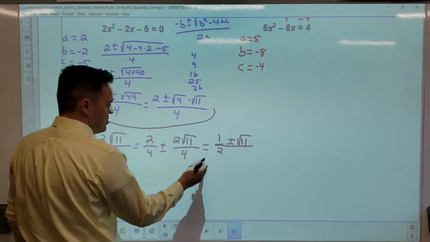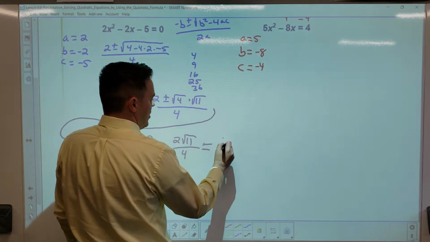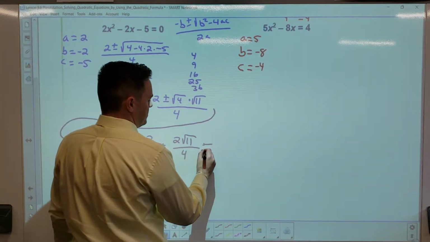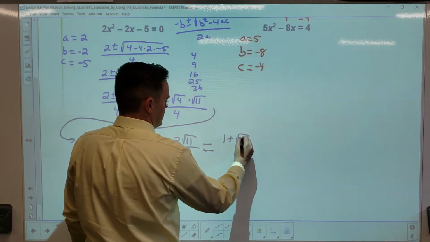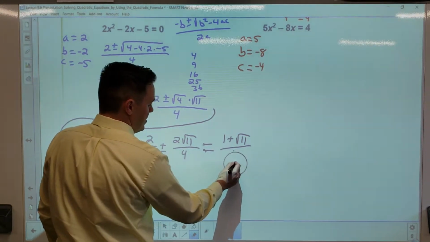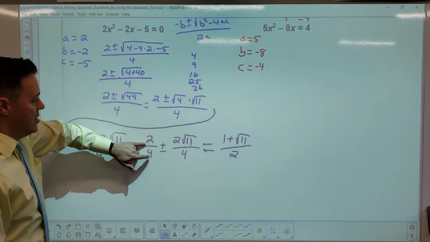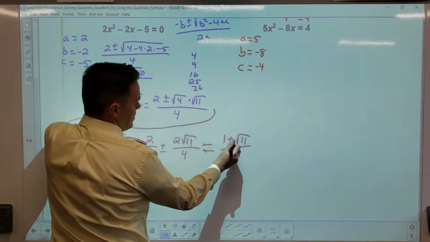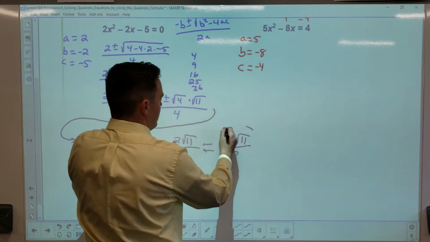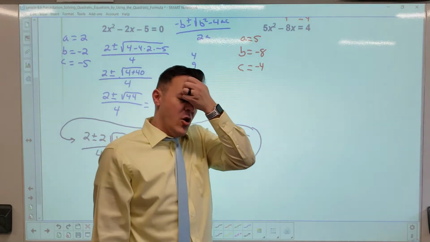So, ladies and gentlemen, your answer set up for this one would be 1 plus or minus the square root of 11, over 2. Okay, hopefully you guys can understand why. This is 1/2, plus or minus. This is 1/2, so you reduce that, and so here would be your answer. Now, technically it's 2 answers, right? It's 1 plus or minus the square root of 11 over 2.